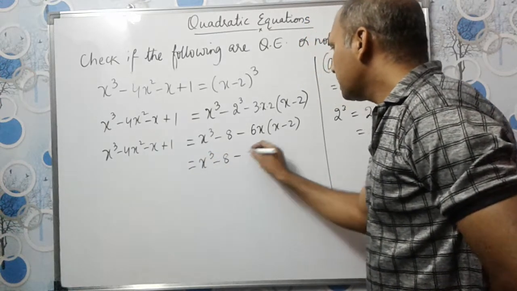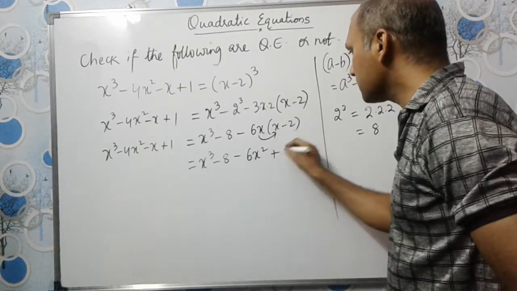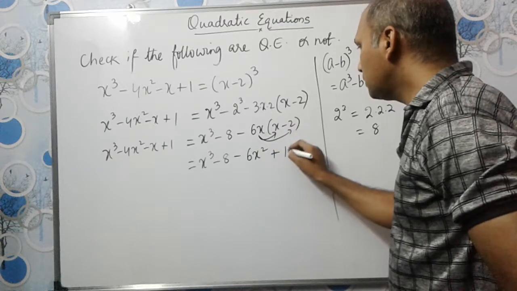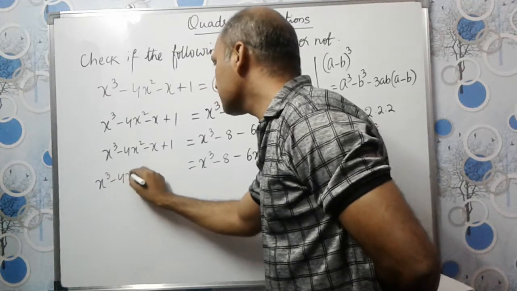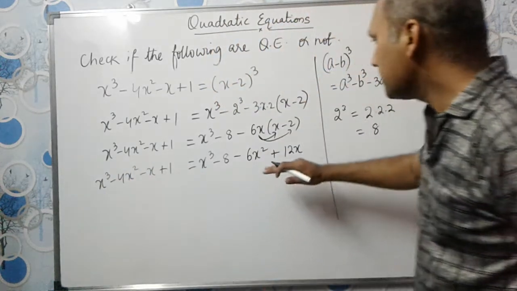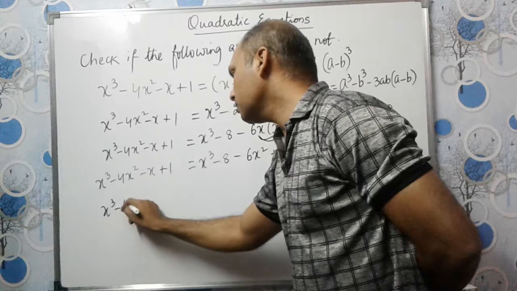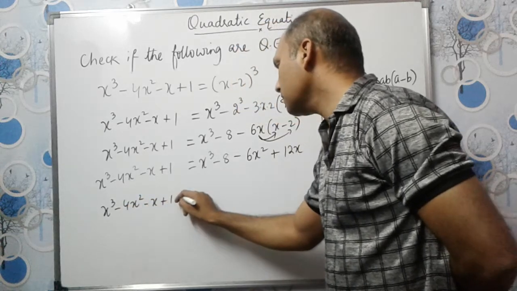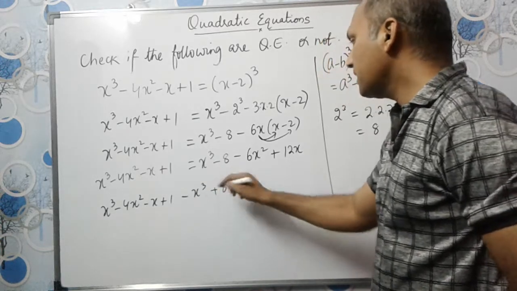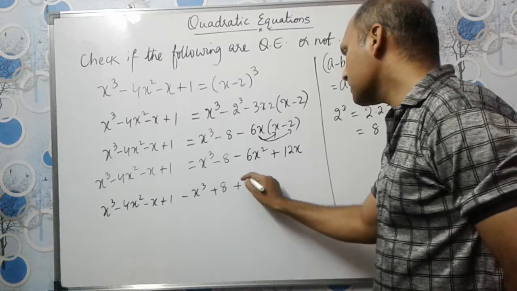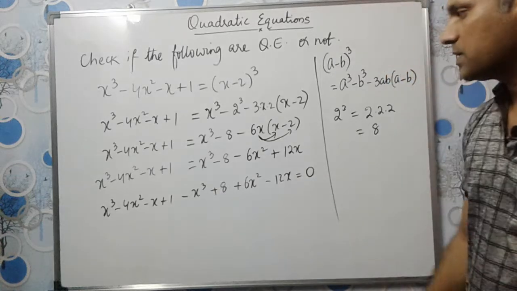X cube minus 8 minus, we need to multiply this. 6x into x is 6x square, minus into minus is plus. Now 6x into 2 is how much? 12x. Okay, we have x cube minus 4x square minus x plus 1. Let us send these terms on the other side one by one. See, minus plus x cube became minus x cube, 8 will become plus, minus 6x square will become plus 6x square, plus 12x will become minus 12x.